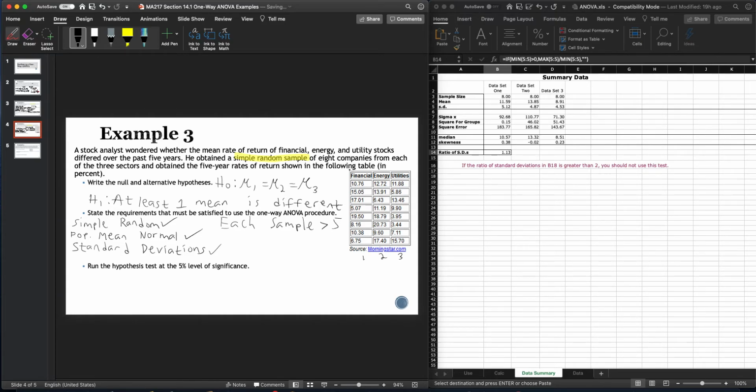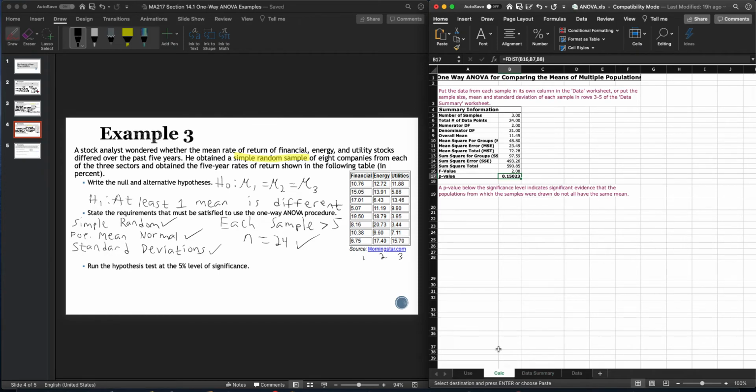If we count all of these, since there's 8 in all of these, it's a total of 24. We have less than 40, but we do have more than 15, so we're good with that as well. Then we need to run our hypothesis test, which this calc tab does for us. We have ourselves an F-test statistic of 2.08 and the p-value as 0.1502.